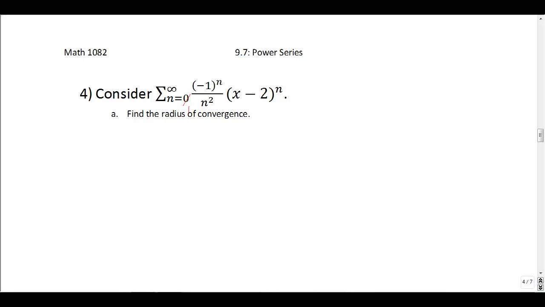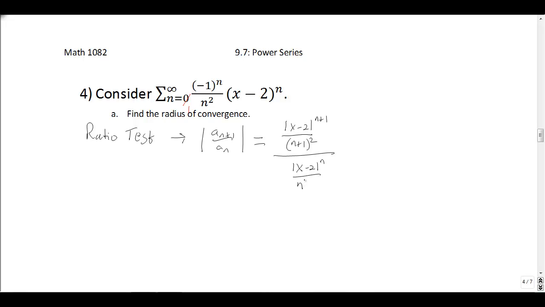Okay, so here, what I've got is very similar to the first question, where instead of x minus 2 to the n, we had x to the n. So this is going to work out very much the same way. I'm going to do a ratio test here, with the absolute value of a_{n+1} over a_n. The absolute values essentially get rid of the negative 1 to the n's. So I get absolute value x minus 2 to the n plus 1 over n plus 1 squared, all over absolute value x minus 2 to the n over n squared.